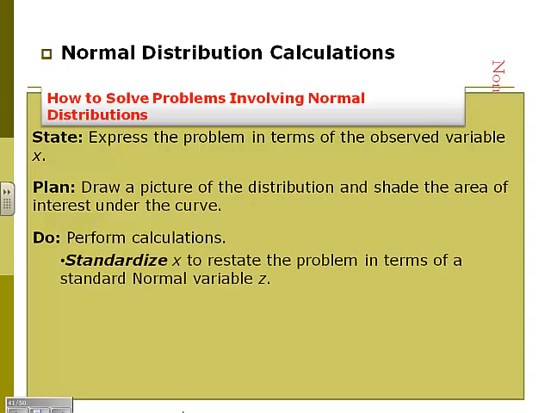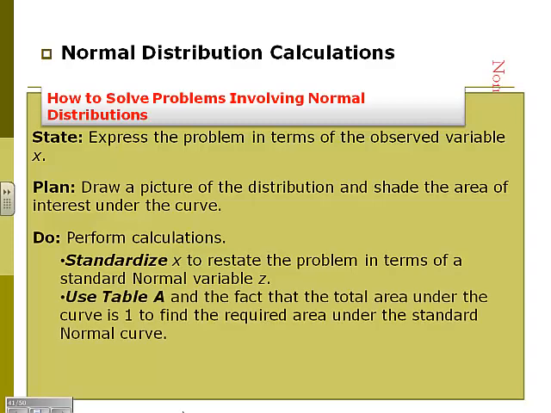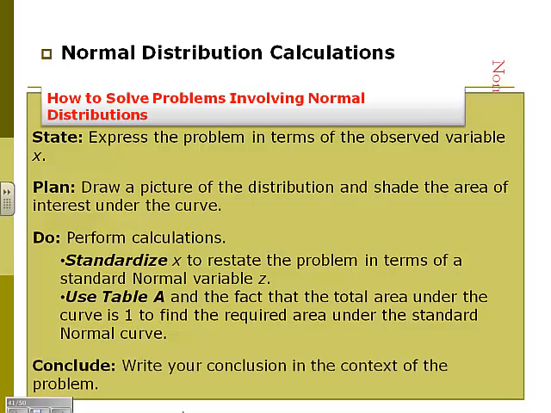You have to standardize, so you want to get a z-score so that you can standardize it, and then you use Table A to look it up. And then finally conclude, and remember in statistics the conclusion is the important part. You want to write your conclusion in the context of the problem. So state, plan, do, conclude. It's very, very important.